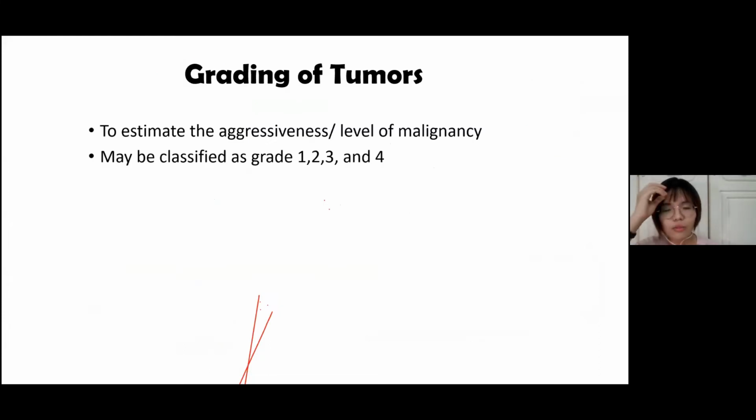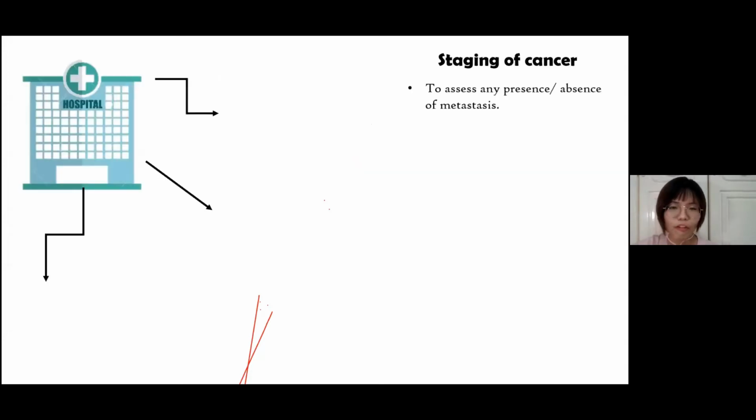And then grading of the tumor. We need to know what the grading of the tumor is. Grading is used to estimate and identify the aggressiveness, how active the tumor is. So it's not the same as the staging of the tumor. This is only about how aggressive the tumor is, how actively it is growing locally. So it will be classified into grades 1, 2, 3, and 4.